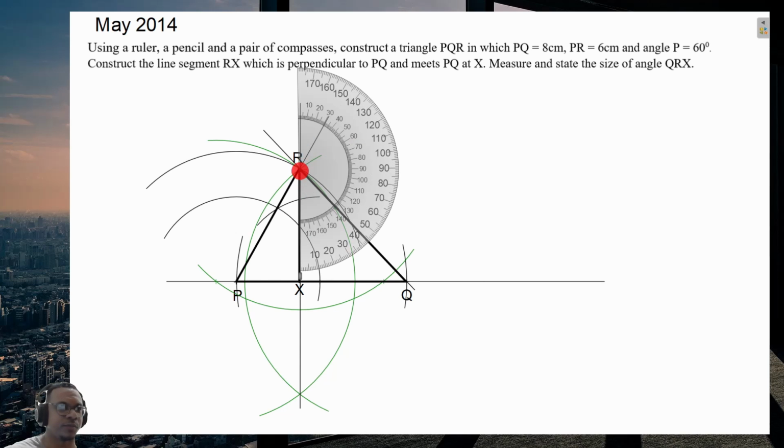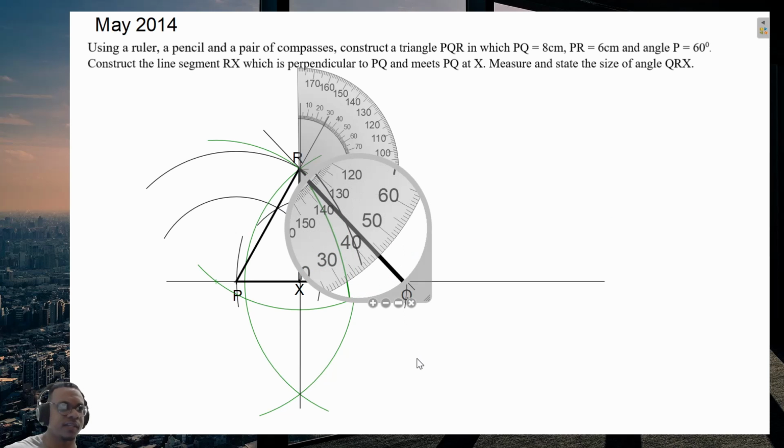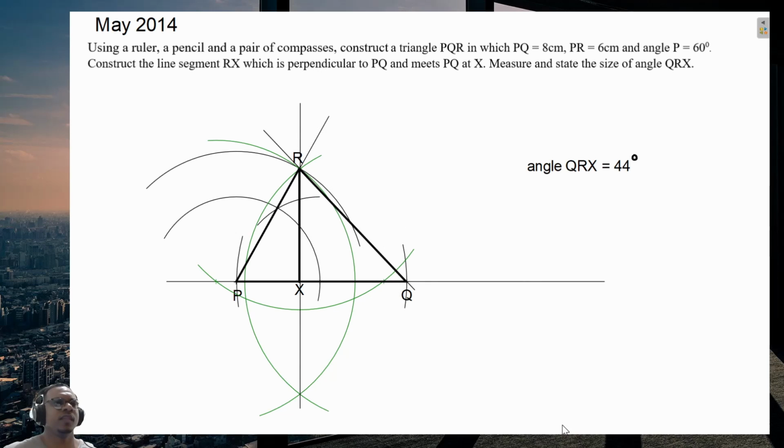So we have the center of the protractor, the vertex R. And this arm of the angle lines up with the 0 on the outside scale. So we'll be counting using the outside scale. So we can clearly see we have about 44 degrees. So angle QRX is equal to 44 degrees. And that's your answer.